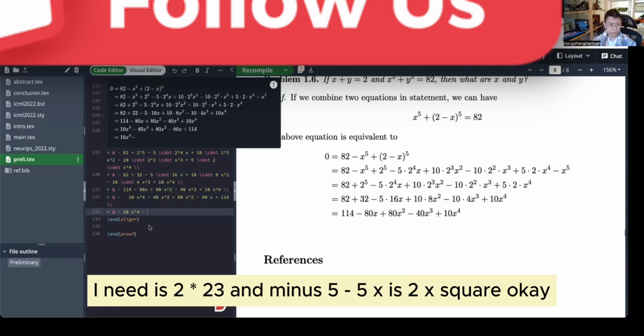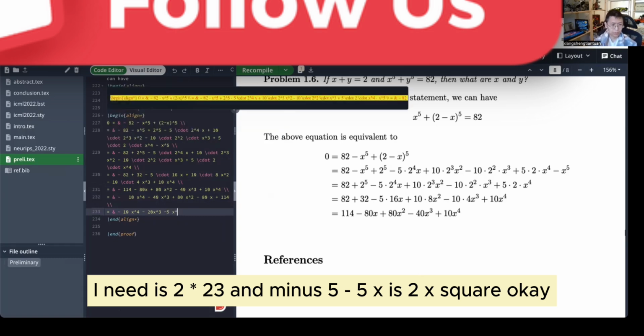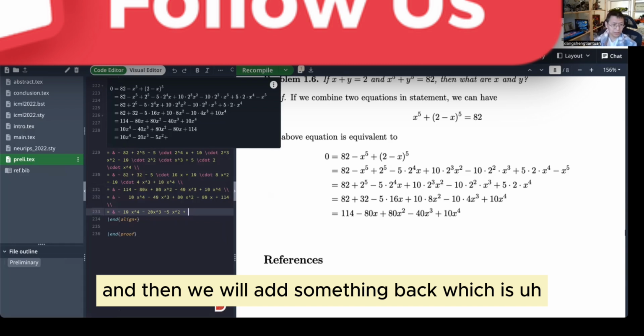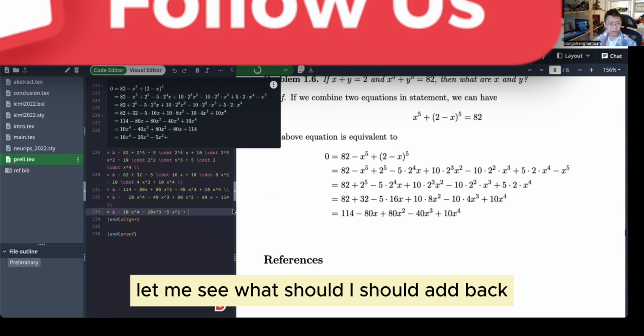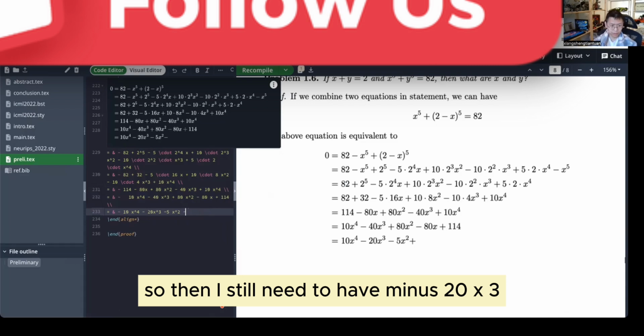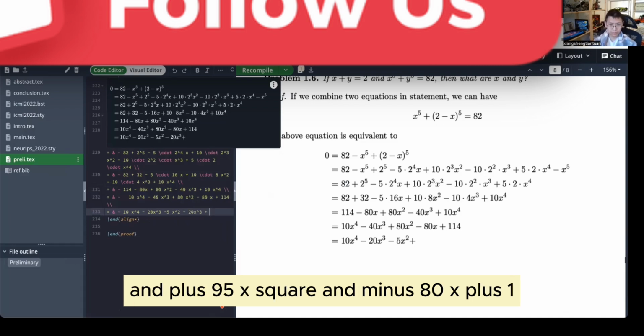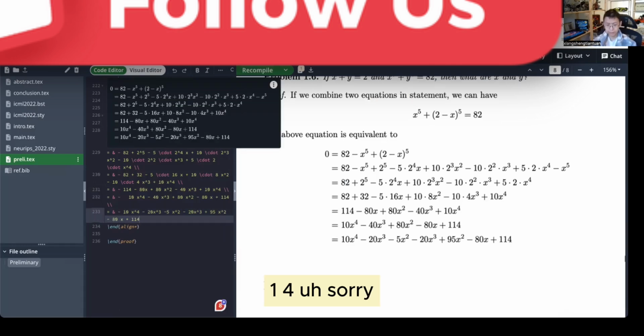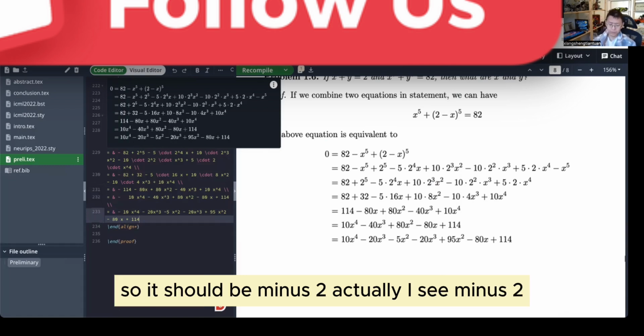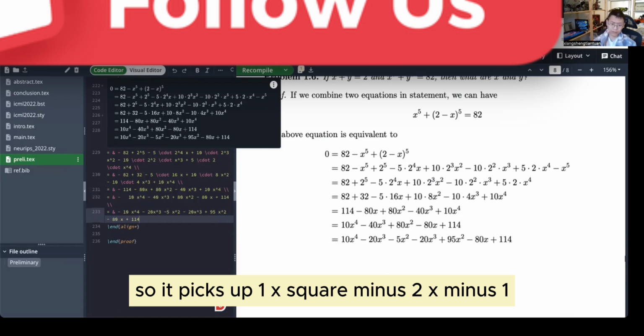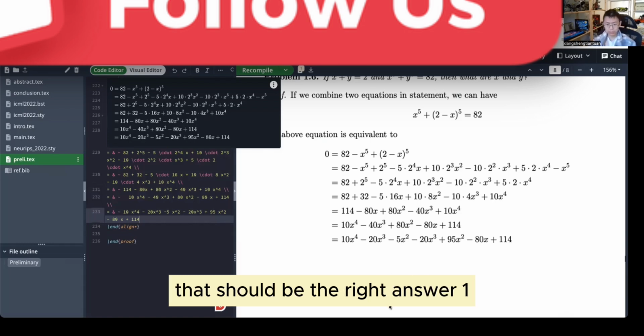What I need is 2 times 20x cubed, and minus 5x squared. Then we add something back. I still need minus 20x cubed and plus 95x squared and minus 8x plus 114. Sorry, am I doing this correctly? Oh no, it should be minus 2 actually. So it is basically x squared minus 2x minus 1. That should be the right answer.